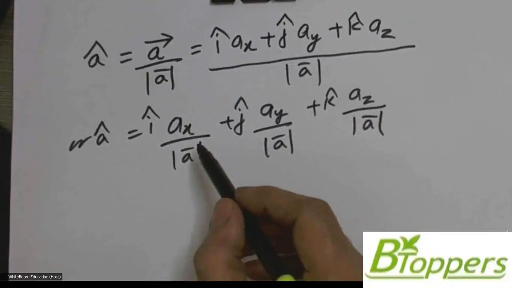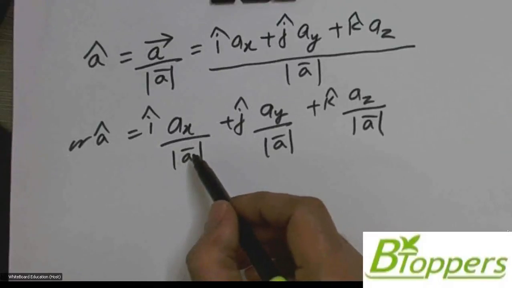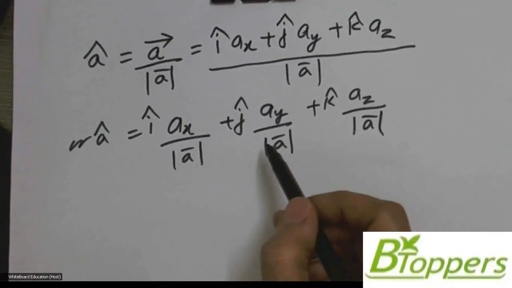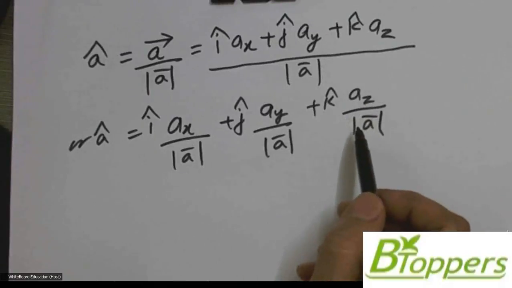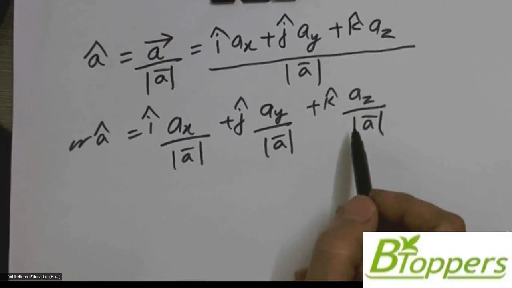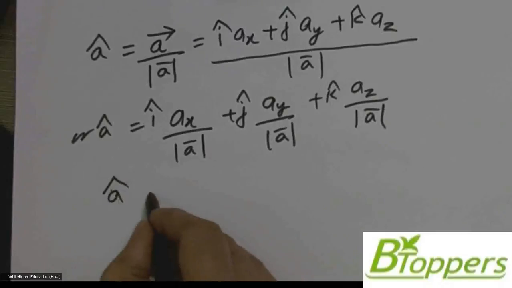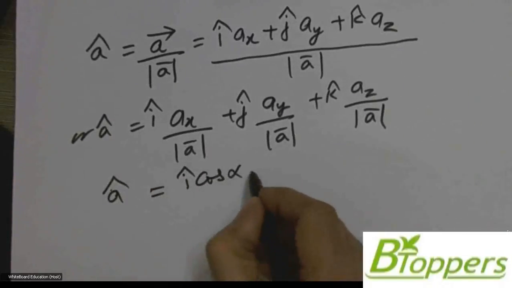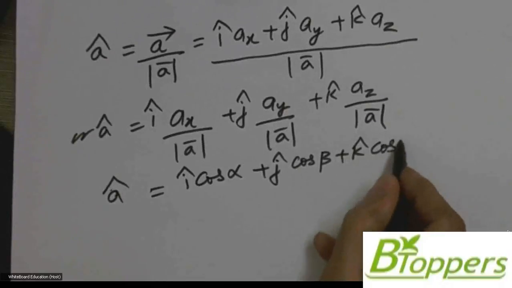As I discussed previously, if alpha is the angle made by the vector A bar with the positive direction of x-axis, then AX by mod of A bar will be equal to cos alpha. If beta is the angle made by the vector A bar with the positive direction of y-axis, then AY by modulus of vector A bar will be equal to cos beta. If gamma is the angle made by the vector A bar with the positive direction of z-axis, then AZ by modulus of vector A bar can be written as cos gamma. Therefore, unit vector in the direction of vector A bar can be written as I cap into cos alpha plus J cap into cos beta plus K cap into cos gamma.